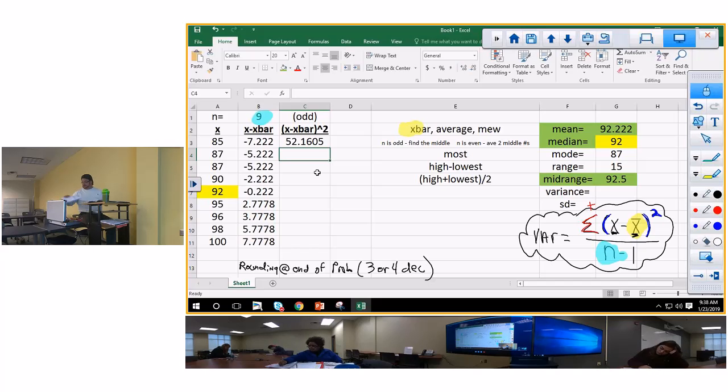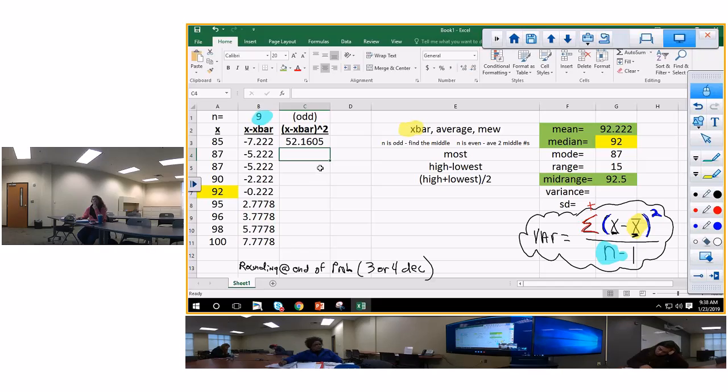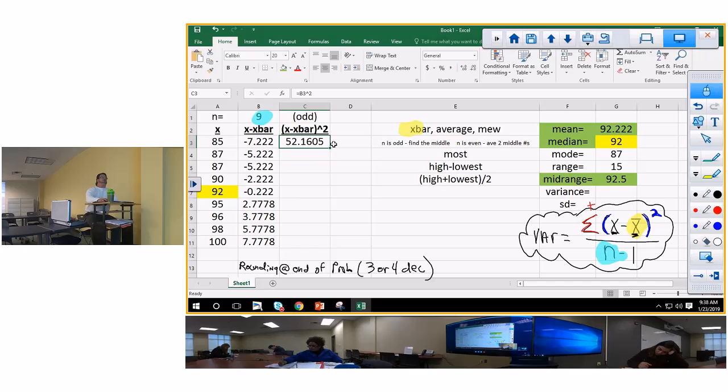Okay. So after that, you do like sigma. Well, we're going to do that next. I'm going to copy this down so you can check your answers. And there is your x minus x bar quantity squared. So make sure your answers are correct.